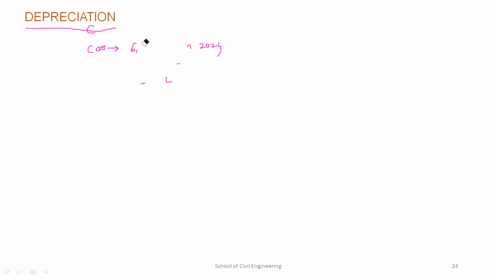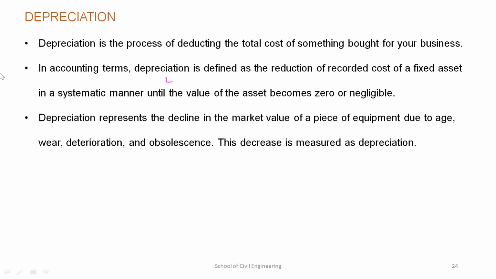Depreciation is the process of deducting the total value or total cost of something bought for your business. In accounting terms, depreciation is defined as the reduction of the recorded cost of a fixed asset in a systematic manner until the value of the asset becomes zero or negligible. Whatever amount you invested gets reduced in a systematic manner.